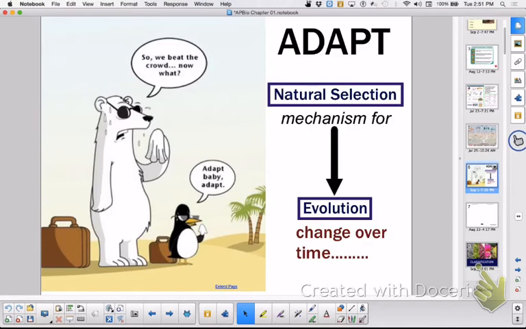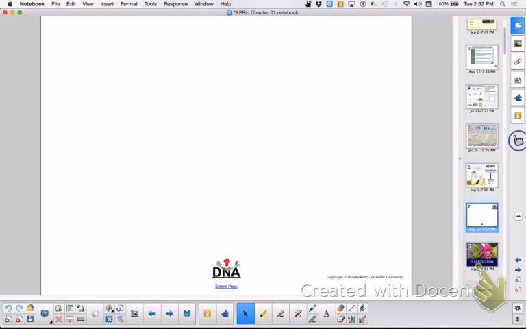But you can also have chance, genetic drift. And I gave you an example. You could have brown frogs, green frogs, and the tree falls on the brown frogs and kills them all. It doesn't mean that the green frogs are more adaptive. Those are just the ones that survived and reproduced. Okay? So change over time is evolution. One of those mechanisms is natural selection. We talked a little bit about this.